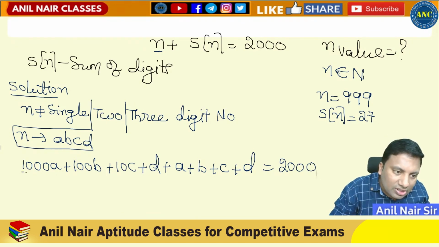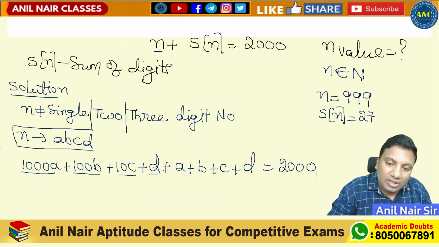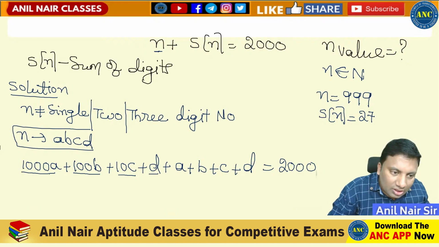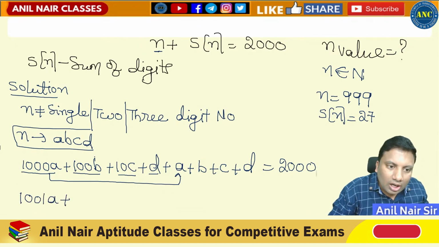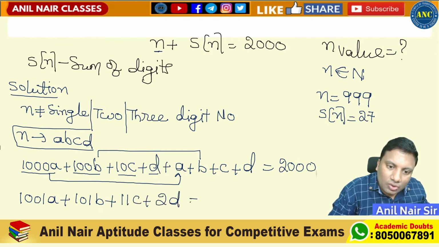1000A plus 100B plus 10C plus D plus A plus B plus C plus D equivalent to 2000. 1000A plus A is 1001A. 100B plus B is 101B. 10C plus C is 11C. D plus D is 2D. Till here it is clear, right?